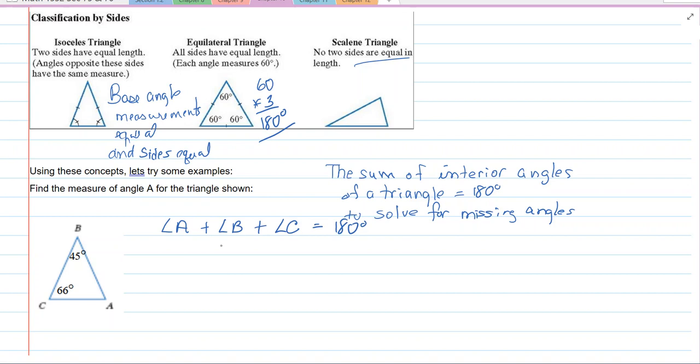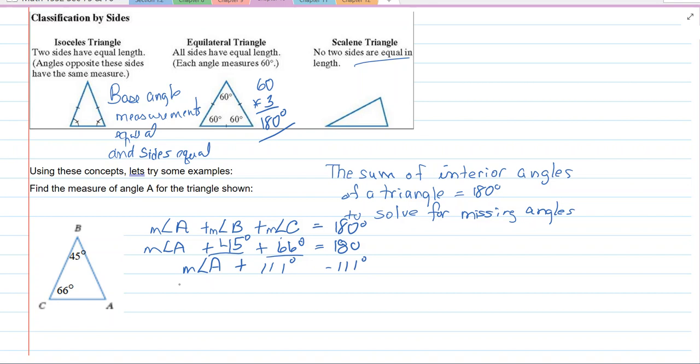We know that angle B, the measure, I better put an M in front because we're measuring the angles, the measure of B is 45 degrees. The measure of C is 66 degrees. And we're looking for the measure of angle A. All right, so we're gonna add these guys up. And it looks like the measure of angles B and C added would be 111.